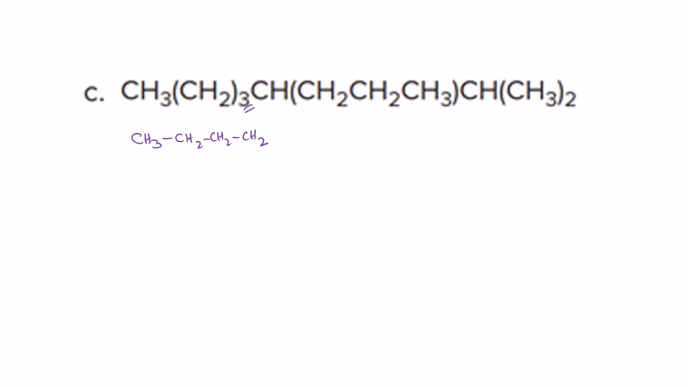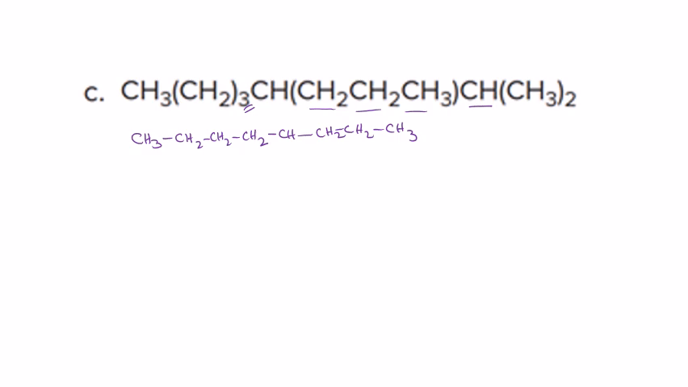And then I have a CH here. So CH, and then one hydrogen and another carbon. So 2 bonds are satisfied for this carbon. Then it says CH2, CH2, CH2 together attached. So that means it's going to be CH2, CH2, CH3.